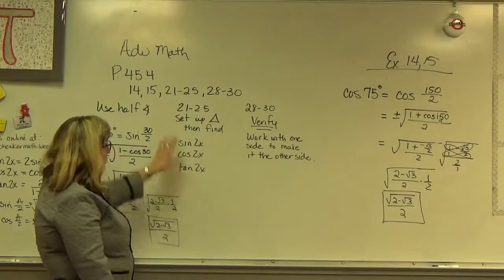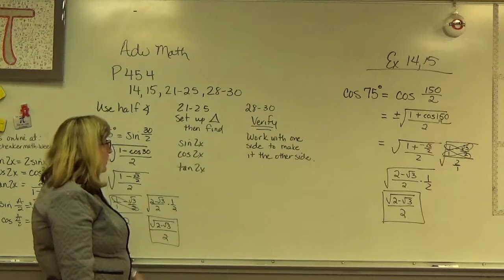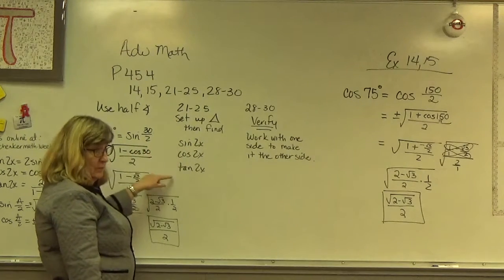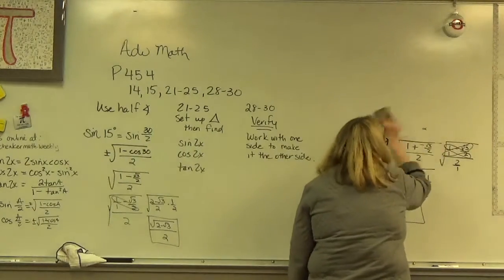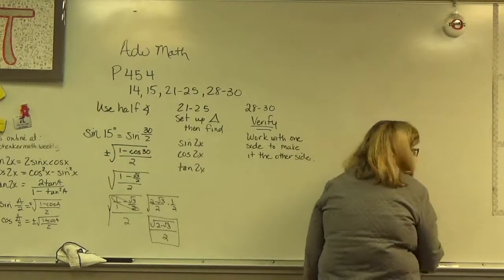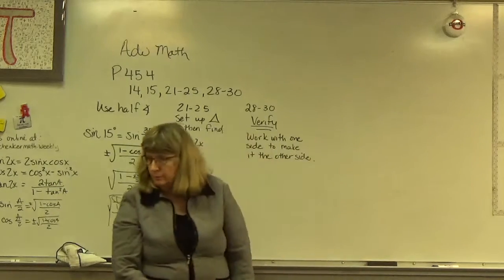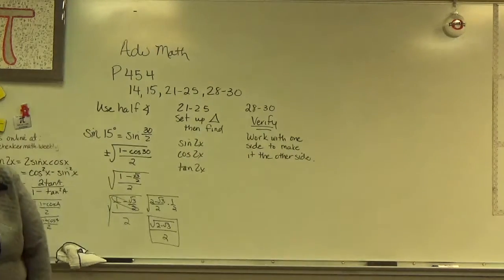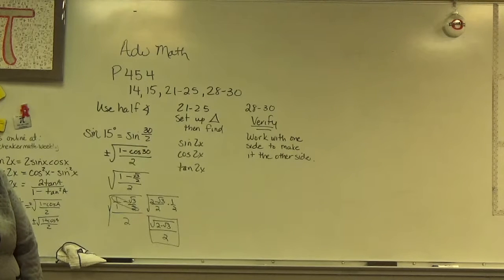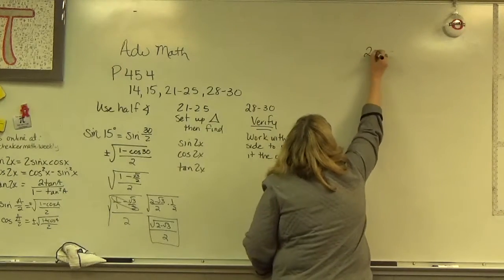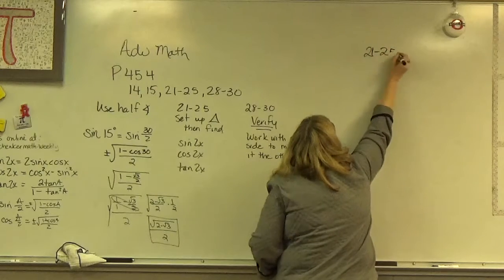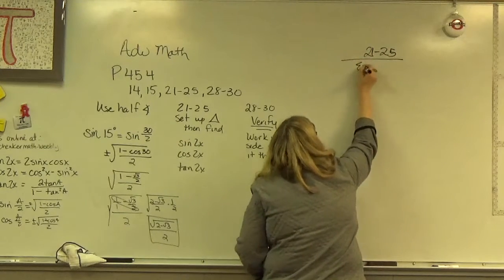Now, the next group, 21 through 25, you're going to be setting up a triangle and then you're going to find all three, okay? So, example for it, we can set up the triangle. They're going to have them in different quadrants, I believe. Let me make sure. Yep. There's a first quadrant, there's a first quadrant, second quadrant, and then there's third quadrant and fourth quadrant. So you're going to have all quadrants, basically. So 21 through 25, here's some examples.